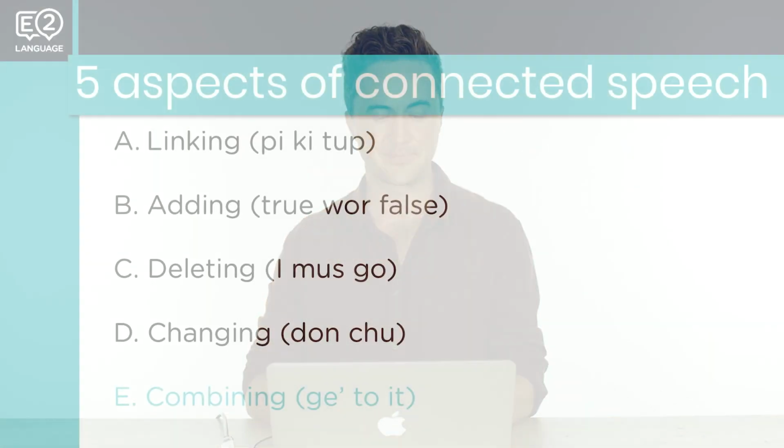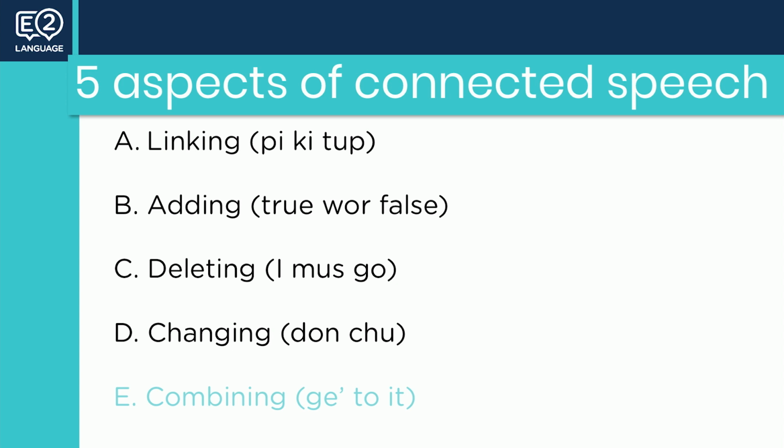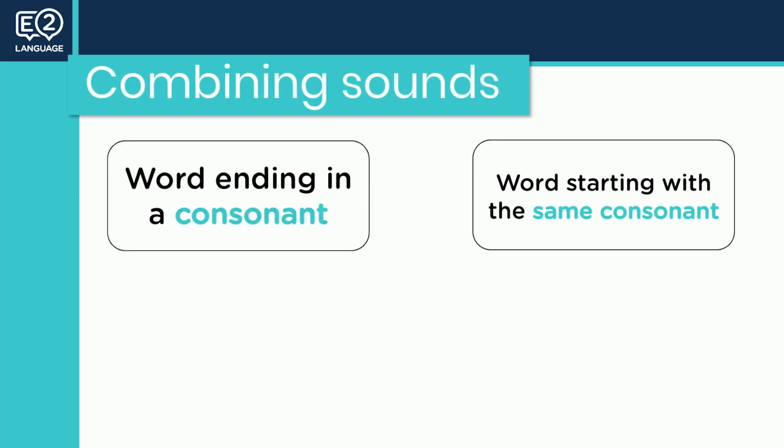Okay, we've covered four of the rules so far, and we're realizing that there's quite a bit of magic in spoken English. Let's go to the final rule here. This is where we combine sounds together. It's a bit similar to deleting, but we keep one of them. So let's take a closer look.